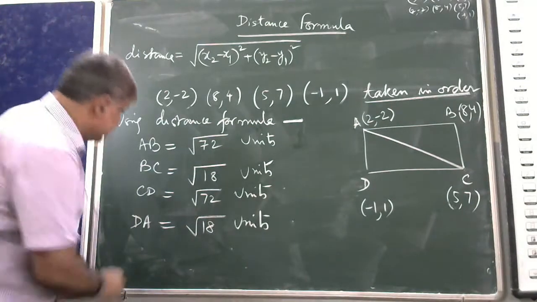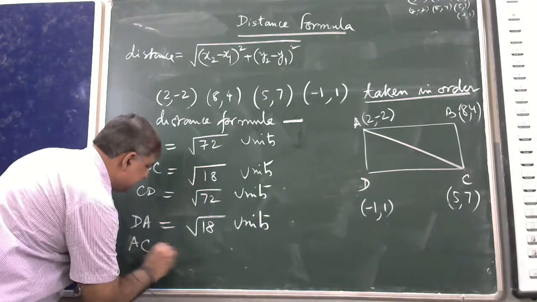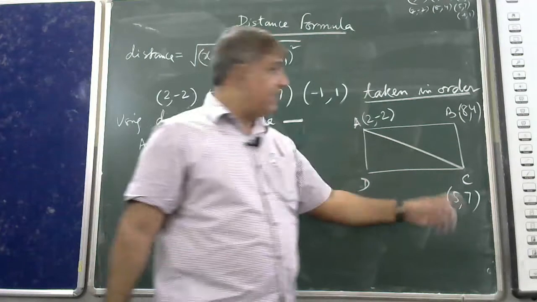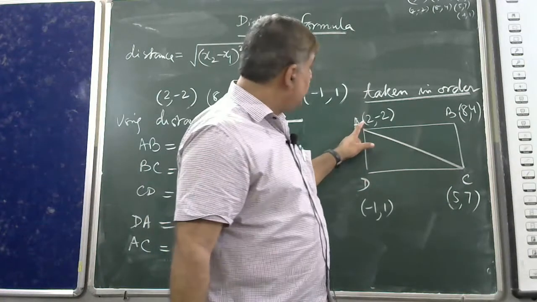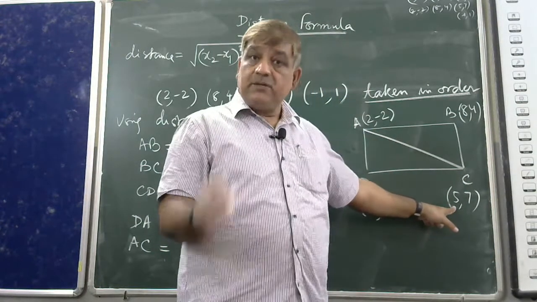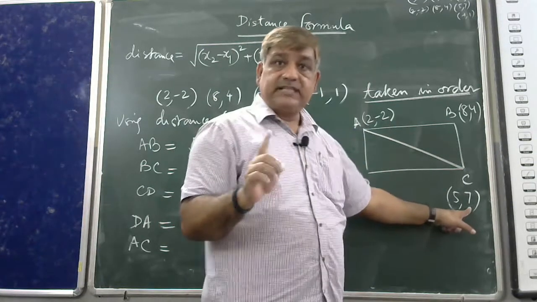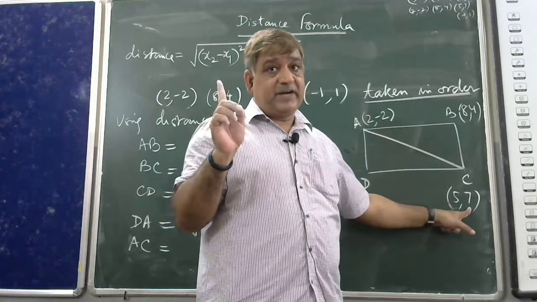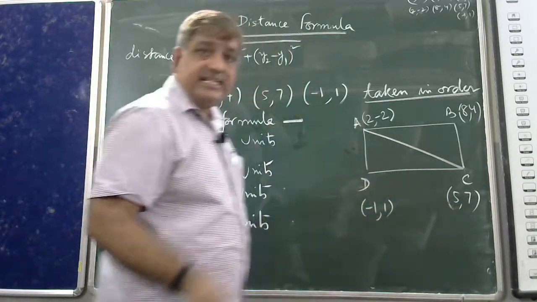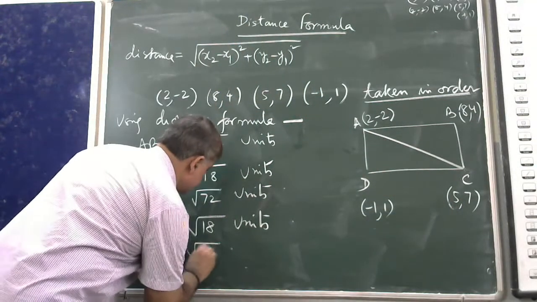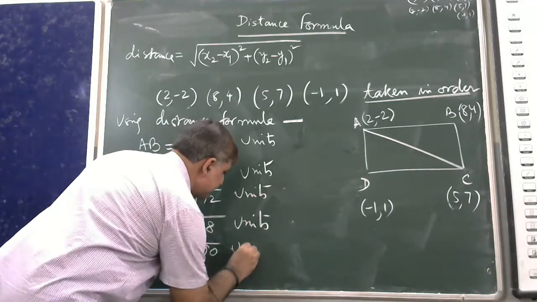Now, AC is equal to, apply the same formula. What is the distance between A and C? 2 minus 5, that is minus 3, whole square, that is 9, minus 2 minus 7, that is minus 9, whole square, 81. So 81 plus 9, that is root 90. This one is root 90 units.